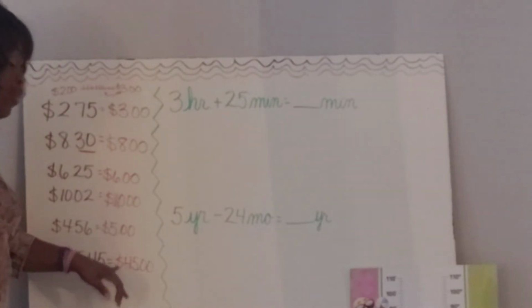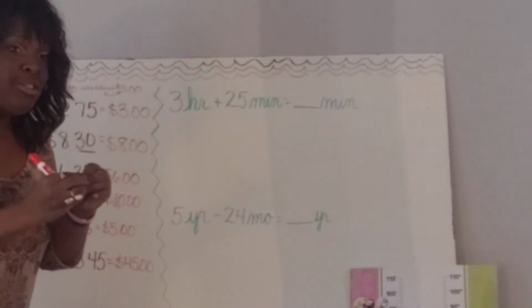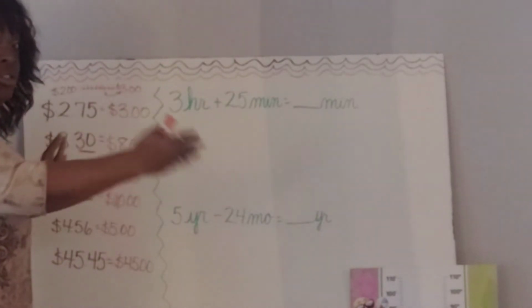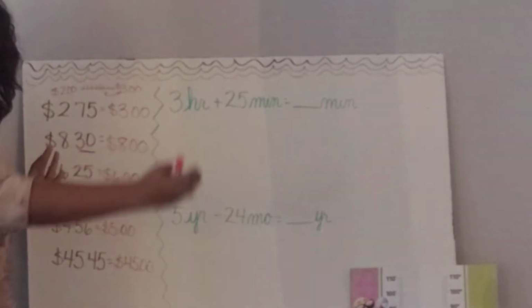So we're still only rounding to the nearest dollar. So don't try to round up from $40 to $50. No, it's 45 or 46.